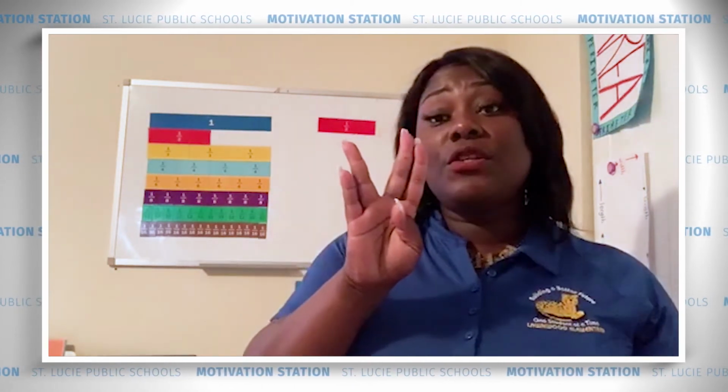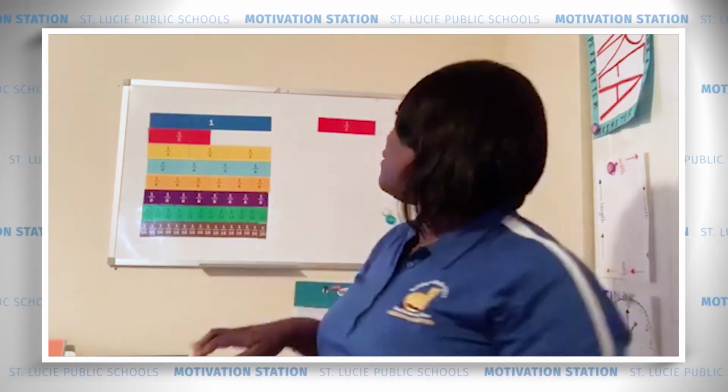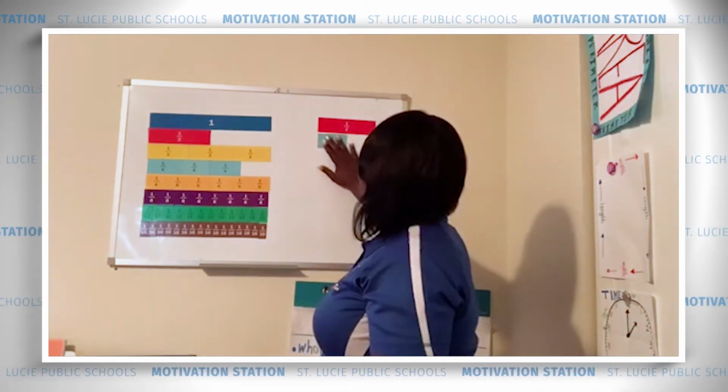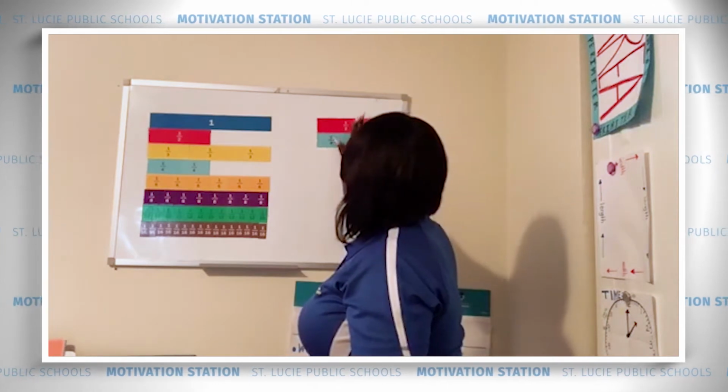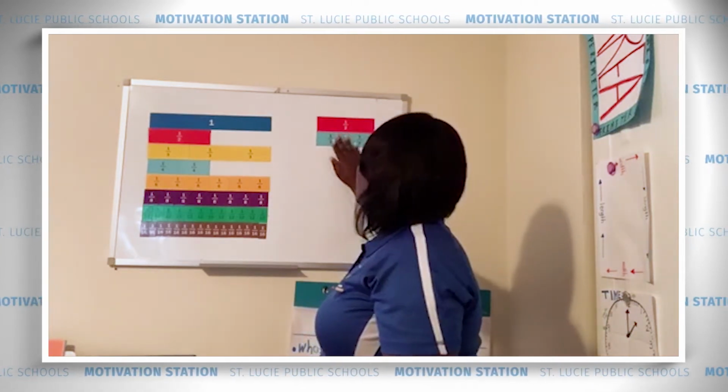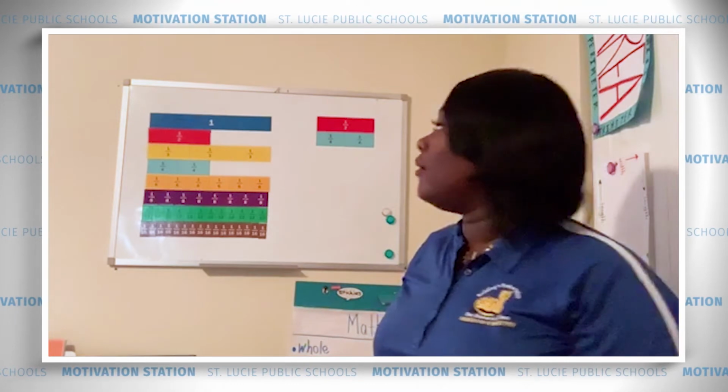When you look at the fourths, half of 4 is 2. So 2 of the fourths will match the size of half, and you can even take your fourths and bring them out here just to double check. 2/4 is equivalent to half.